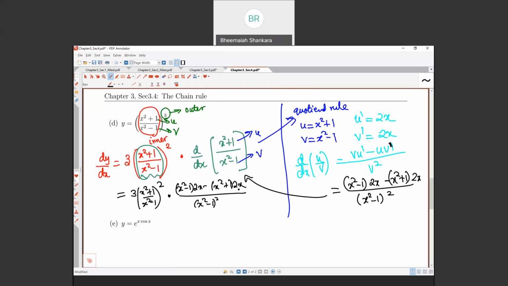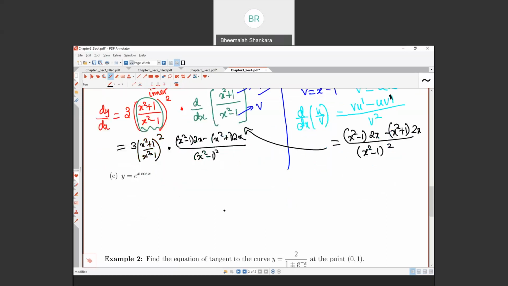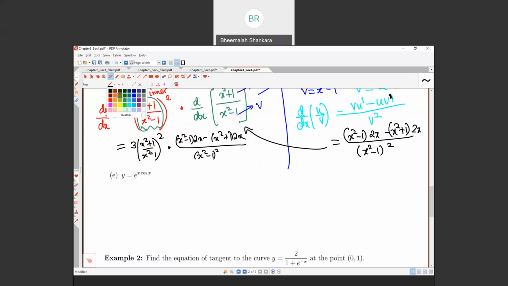Next you have the exponential function e to the x cosine x, and you want to derive this. The formula you can recollect for the exponential function is that the derivative of e to the x is the same e to the x. Again, we have discussed this in section 3.1 that you can do this only if the exponent is x. But if it's anything else than x, like x cosine x in this problem, you have to do a chain rule.